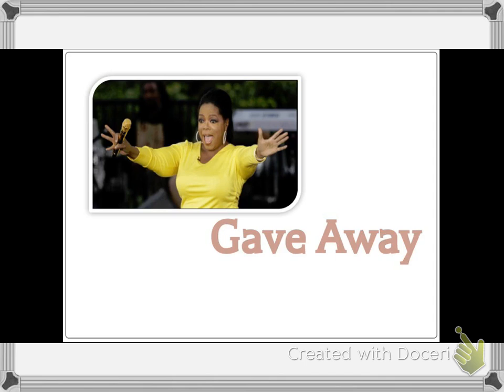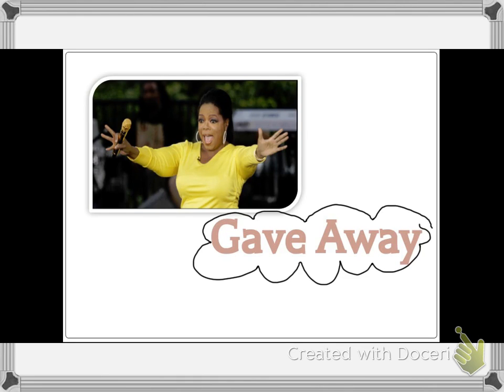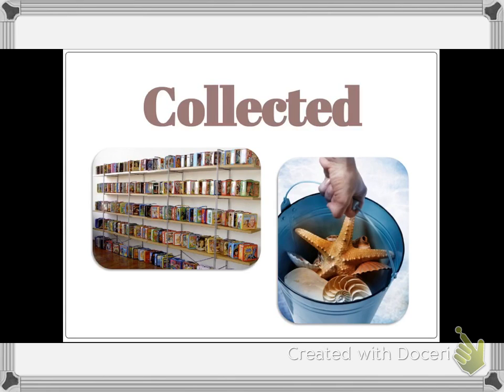Gave away. Well, this really is something that morally we think, oh yeah, that's a wonderful thing. It must be positive. Yes, morally it is. But mathematically, if you think about the person that gave something away, they've actually lost something. So that would be a negative situation. Collected is the opposite. If you collect something, you are adding to it. That would be a positive situation.